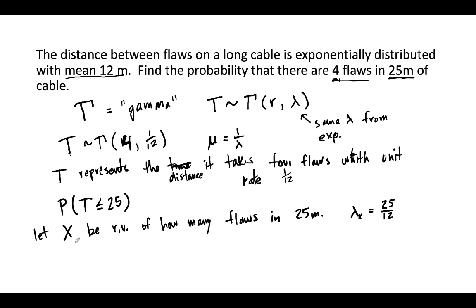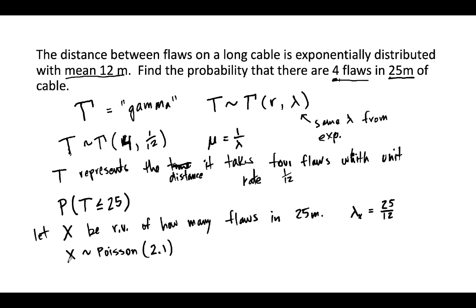This is the lambda for the Poisson process. Remember, a Poisson process is all about how many events occur in a fixed time, or fixed distance in this problem, where the fixed distance is 25, and we're concerned about how many flaws there are going to be in that distance. So I can remodel: x is Poisson 25 over 12. Let's round it off to 2.1.